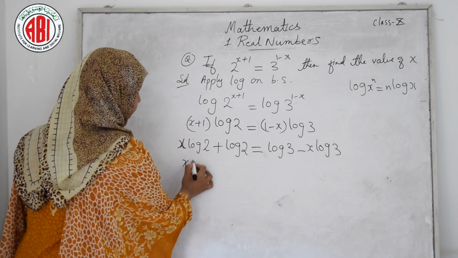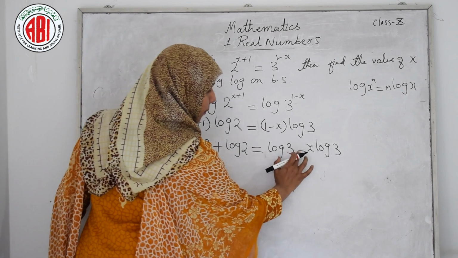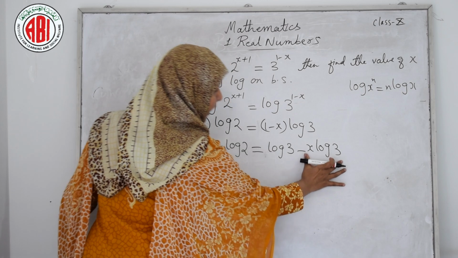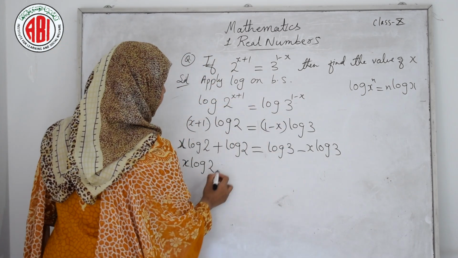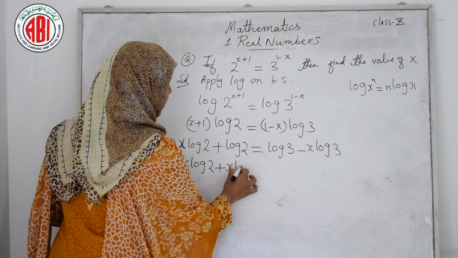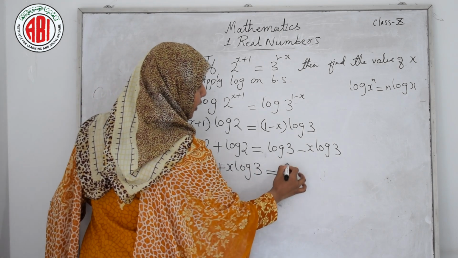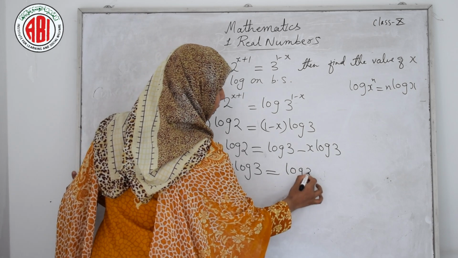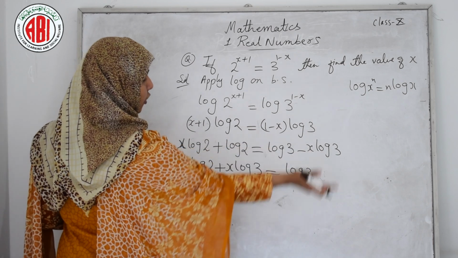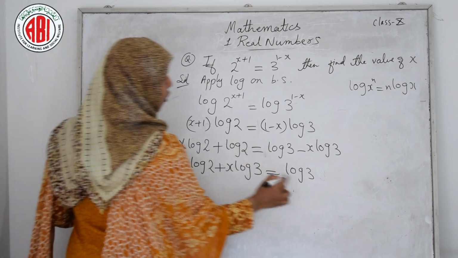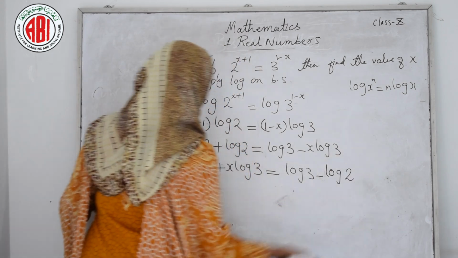x log 2 is already here, so put x log 2 here. This minus x log 3 we are taking and shifting to the left side. So minus becomes plus, plus x log 3 is equal to this log 3 as it is. Since x is not in this term, log 2 we are shifting to the right side. So plus log 2 becomes minus log 2.